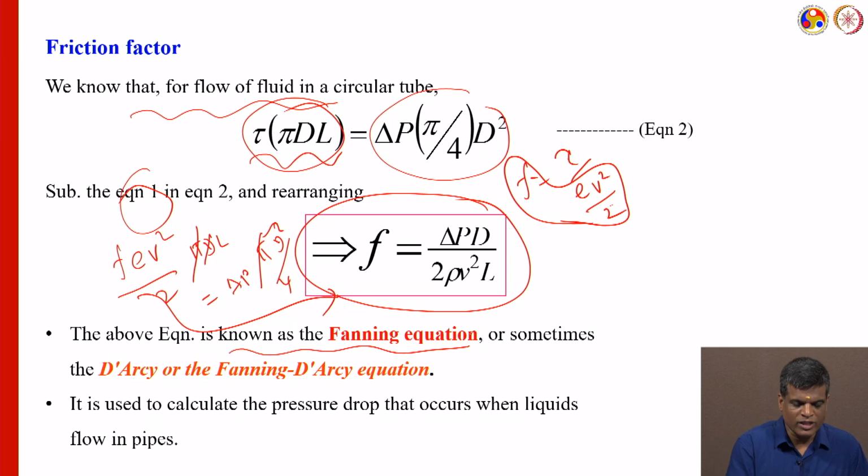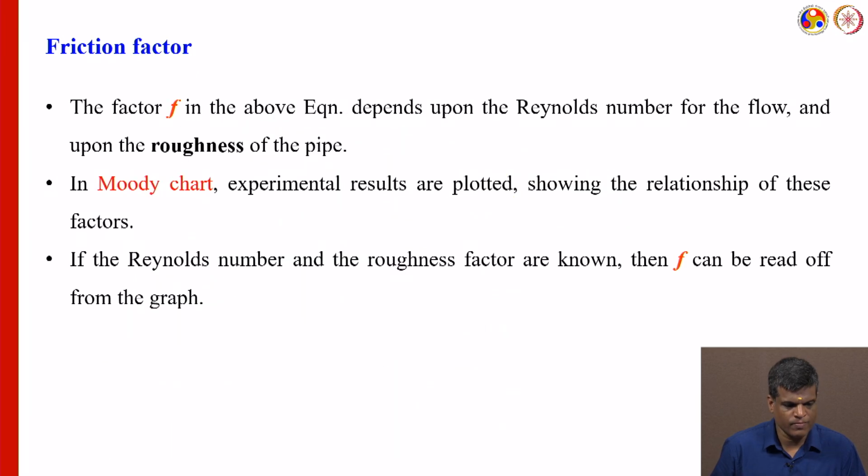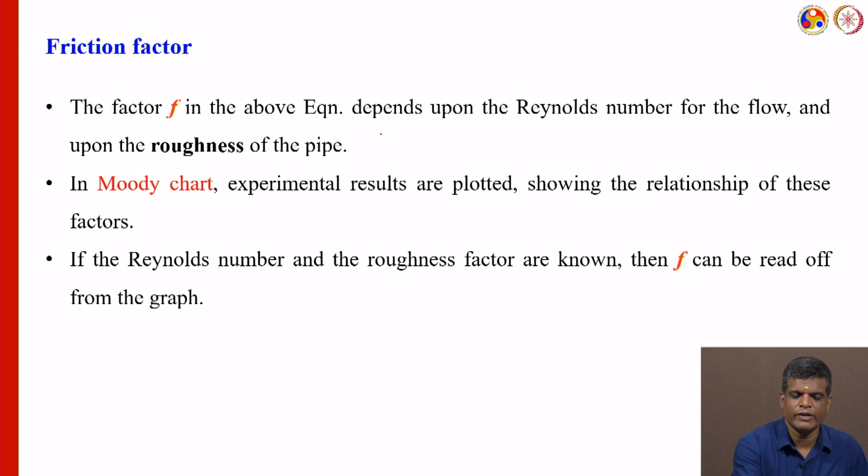It is always used for the pressure drop that occurs when liquid flows in pipes. In flow in pipes there will be a pressure drop, and there we have to use the friction factor, the Fanning friction factor. Basically two types of flow are there. It depends on the Reynolds number, whether it is laminar flow or turbulent flow.